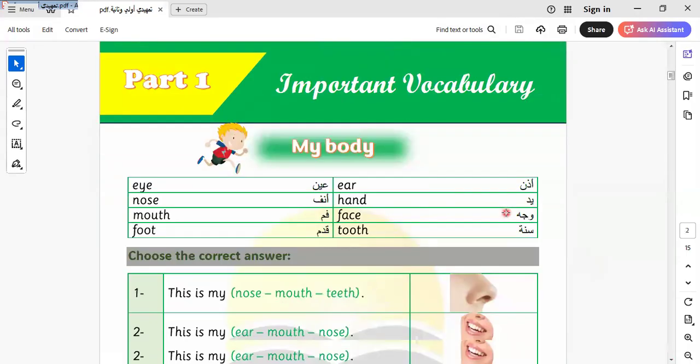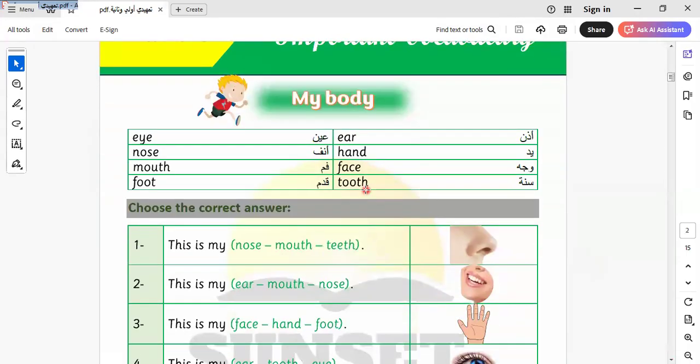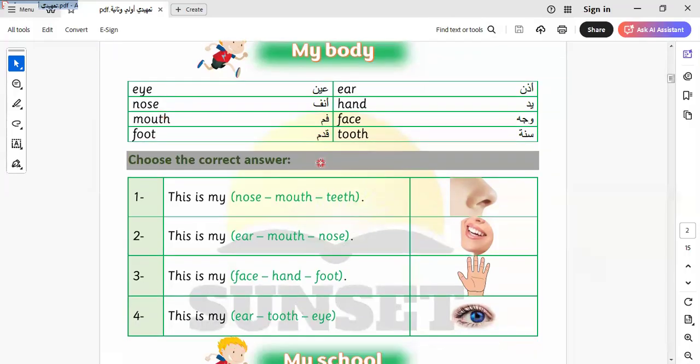Here in this part, we talk about my body. I think we learned before the body and the parts of the body. We have eye, nose, mouth, foot, ear, hand, face, tooth. So here we have, this is called the body parts, okay? I think we learned this before and we know. Here we say, what is this? Can you guess with me what is this? This is my nose, so I select this.